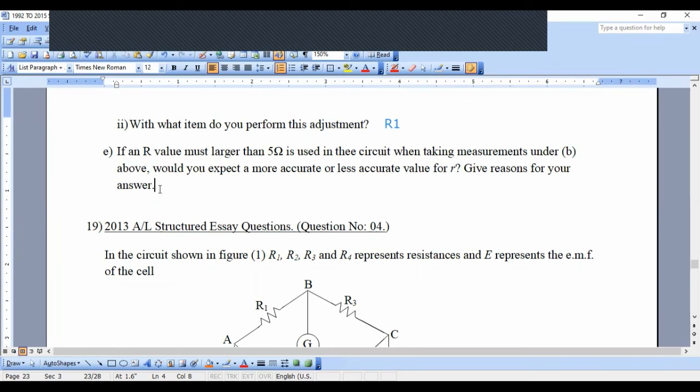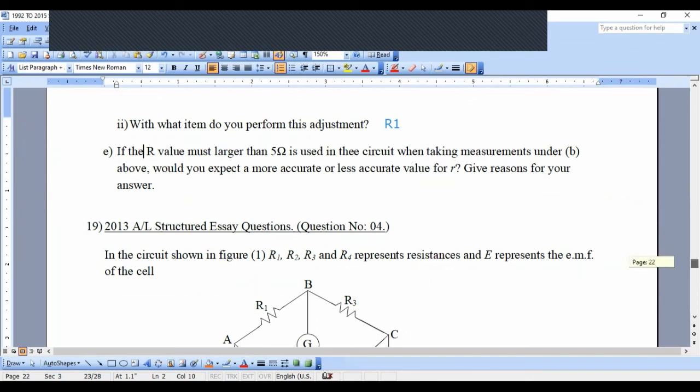If an R value must be larger than 5 ohm is used in the circuit when taking measurements under simple B above, would you expect more accurate or less accurate value for R? Give the reasons for your answer. So simply they have asked what will happen if we increase R, if the R value larger than 5 ohm is used in this circuit while taking measurements under simple B.